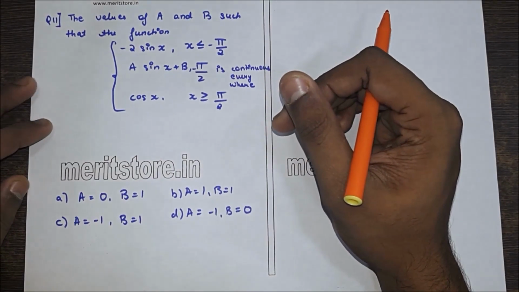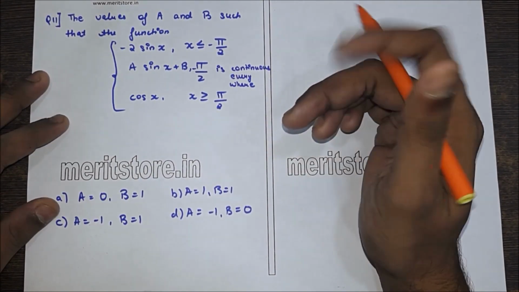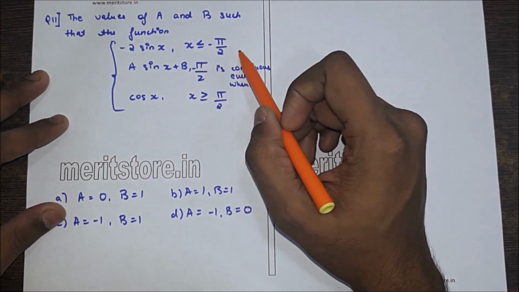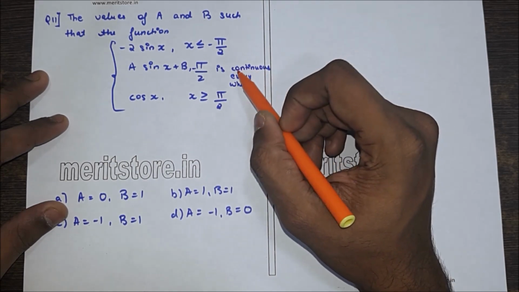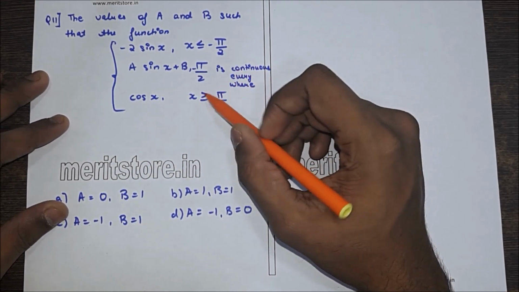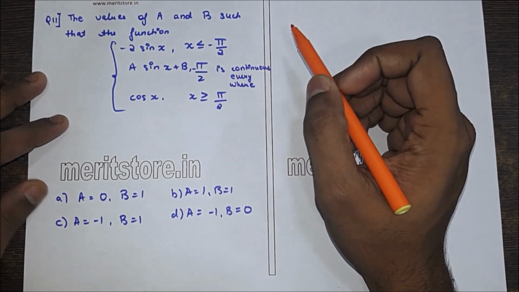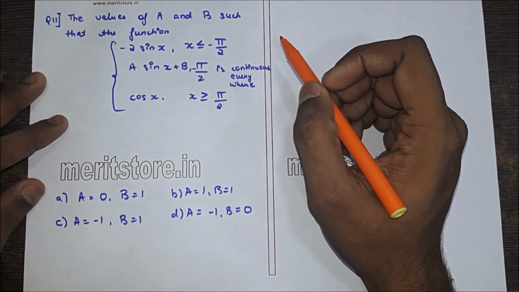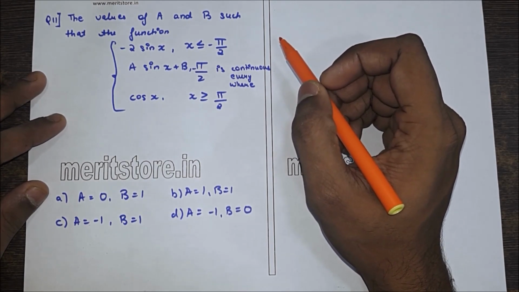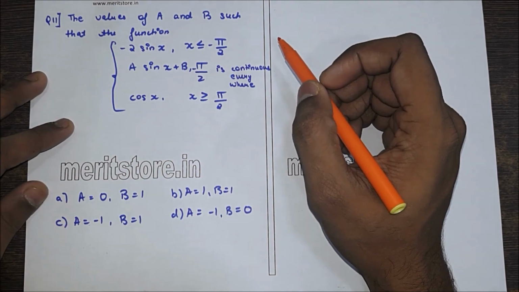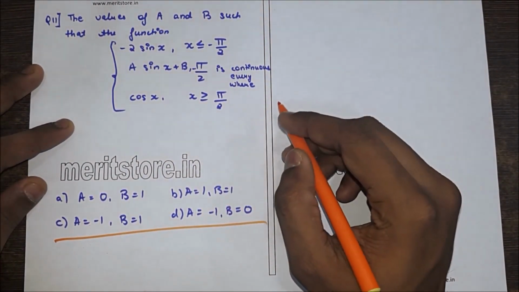The values of a and b are such that the function f of x equals minus 2 sine x, where x is less than or equal to minus pi by 2, a sine x plus b for minus pi by 2 less than x less than pi by 2, and cos x where x is greater than or equal to pi by 2, is continuous everywhere for: a, a is equal to 0, b is equal to 1; b, a is equal to 1, b is equal to 1; c, a is equal to -1, b is equal to 1; or d, a is equal to -1 and b is equal to 0.